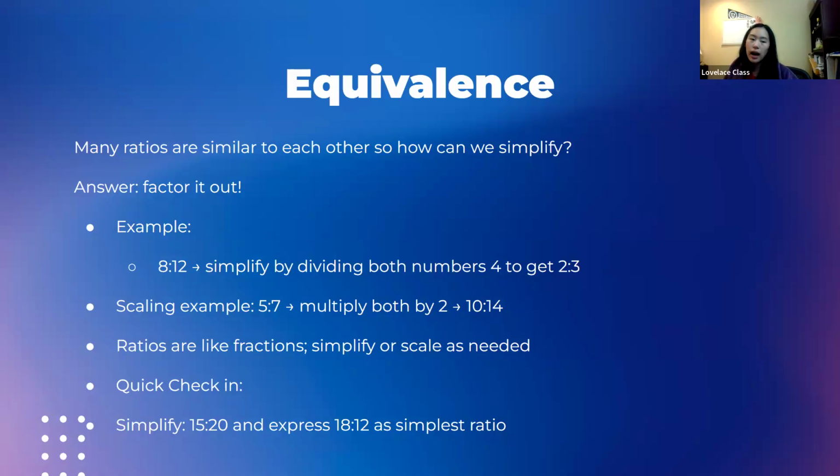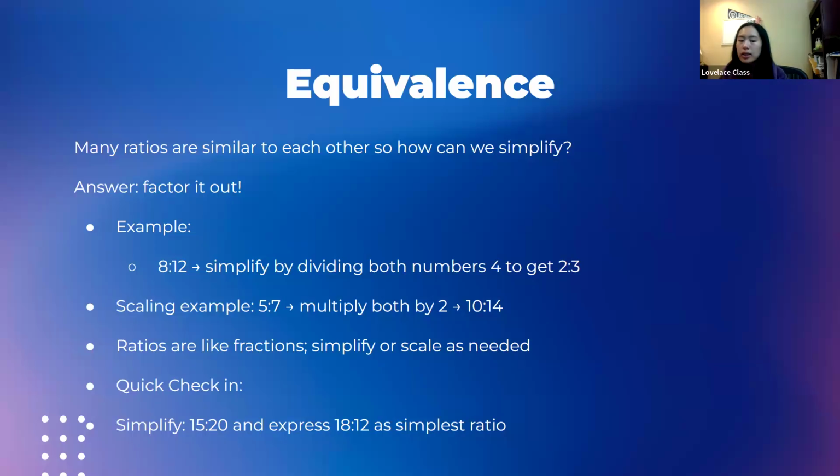And I guess you might ask, why would you need to simplify them? Well, in some cases, like if we have 8 to 12, for example, and you're trying to see if we have 8 boys to 12 girls, then we could ask, what's the ratio of boys to girls? And then it would just be 2 to 3.